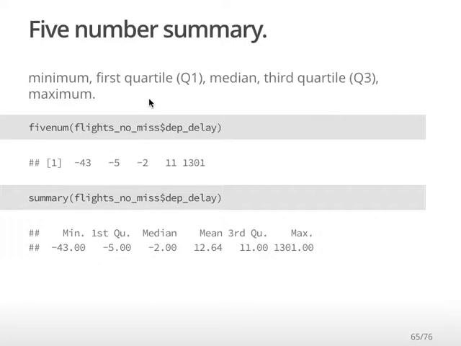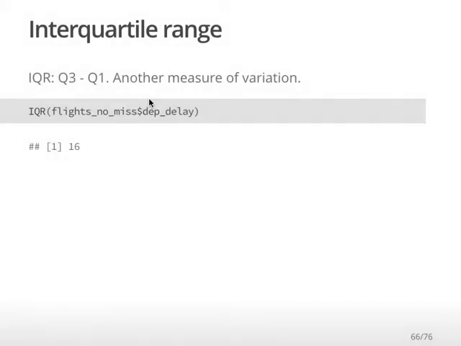And we can also do it in a different way. We can ask for summary, and then it will print it and say this is the minimum, this is the first quartile, this is the median, this is the mean, this is the third quartile, and this is the maximum. Okay, everybody still with me? So basic statistical operations on a variable.